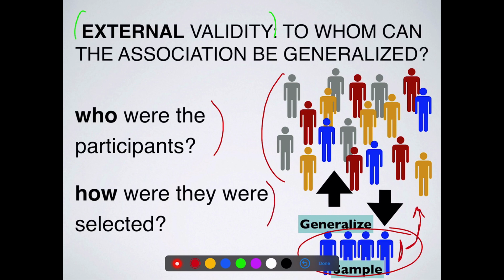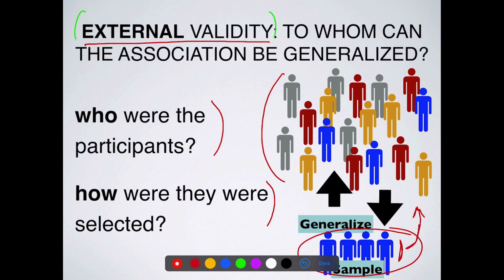And how were they selected? Not only did they do a good job of getting people from different backgrounds, different demographics, different income brackets, but we also care, did they use random sampling, right? If they did that, then likely they have good external validity. If they didn't, then we might have an issue.